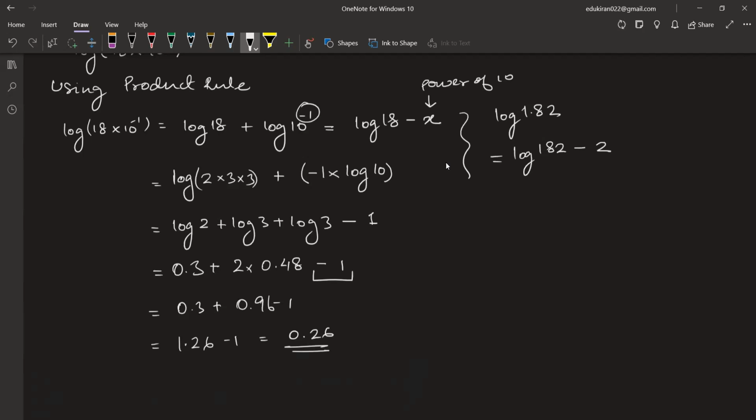Can you get this? Yes or no? Or you can say x is equal to what? What is x? Number of digits after the decimal. Okay, number of digits after the decimal. Will you remember it? It will make your life easier. You know how this minus 2 is coming, how this minus 1 is coming.